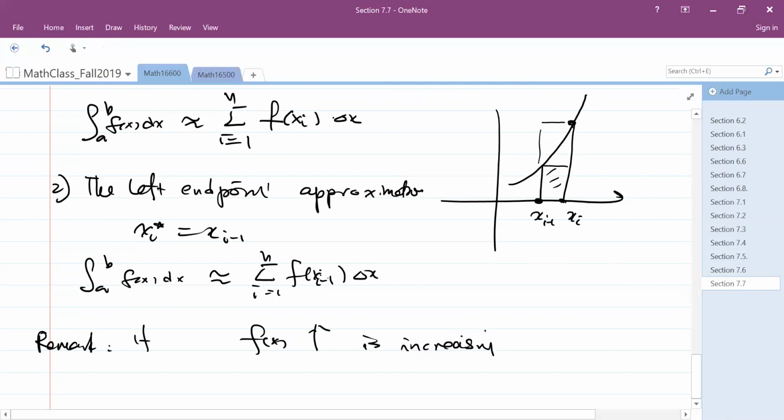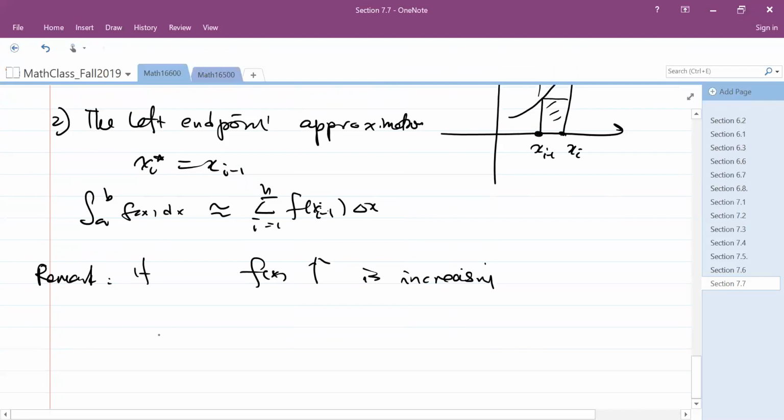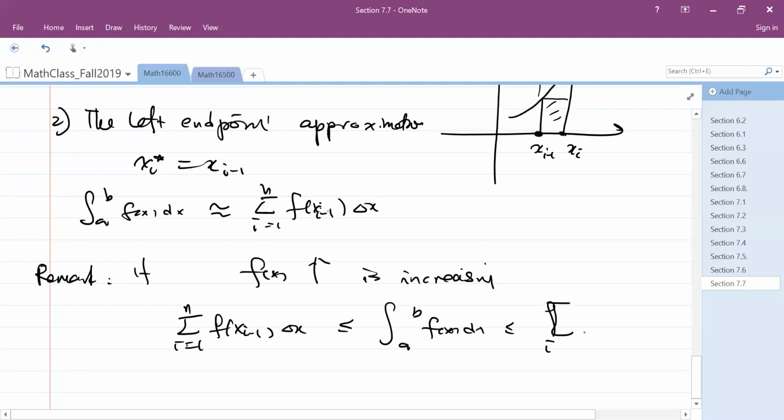Then the left end approximation is smaller than the limit in the middle, and smaller than the right end approximation. Okay.